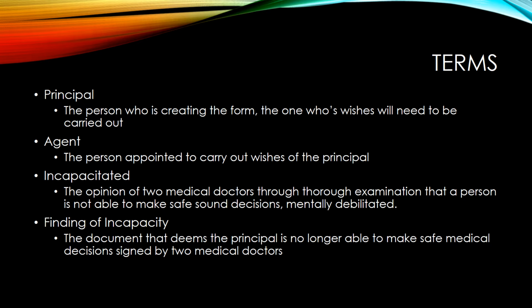So let's go over some terms. The principal is the person who is creating the form, the one whose wishes will need to be carried out. The agent is the person appointed to carry out these wishes of the principal.